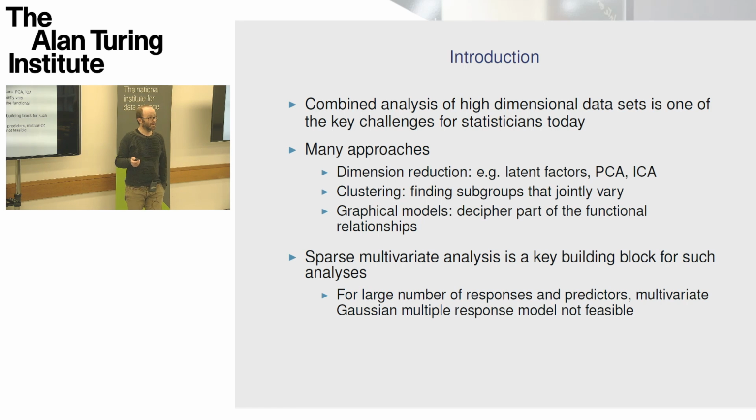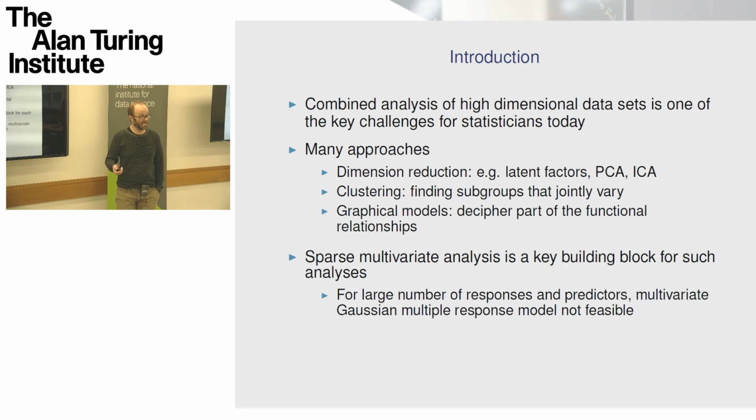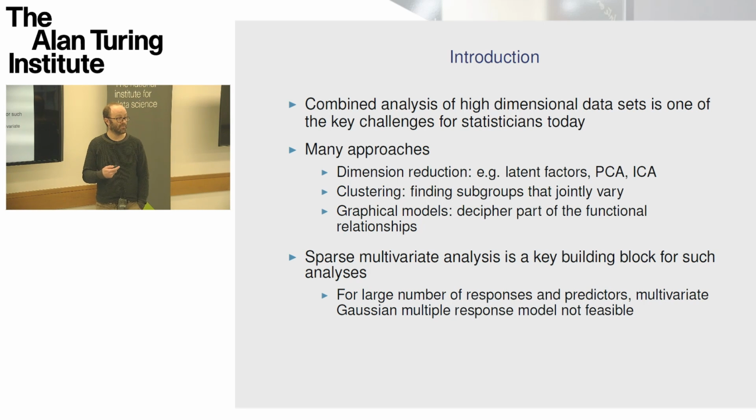In general, people would like to understand the relationship between high-dimensional data sets, right? They would like to understand the relationship between a big set of predictors and a big set of outcomes. Now, what are the approaches a statistician applies to reduce the dimensionality of this problem?